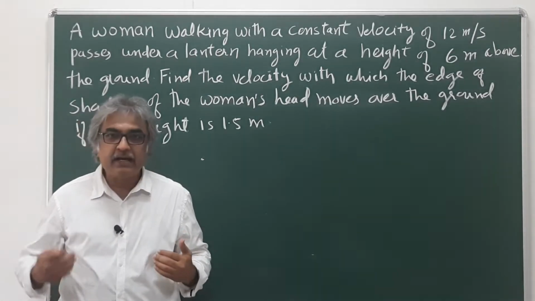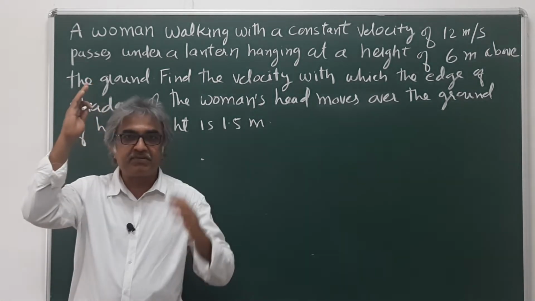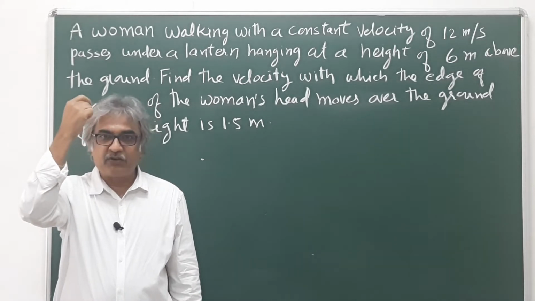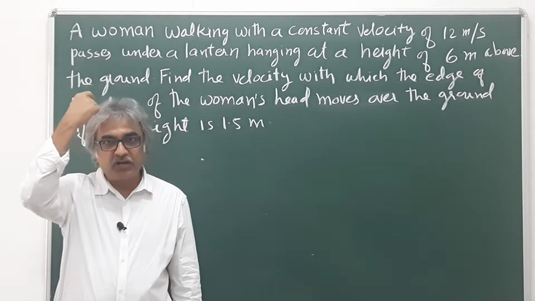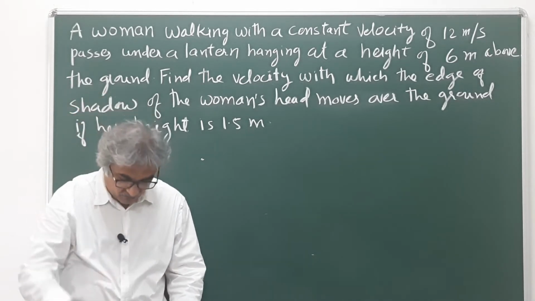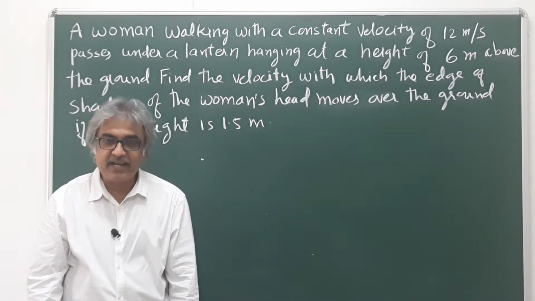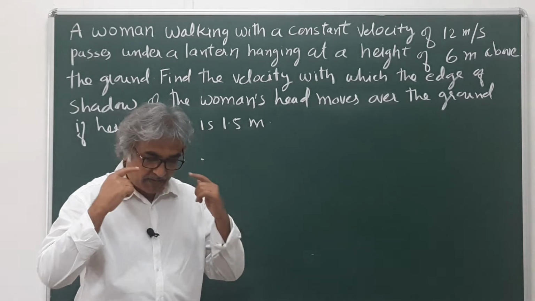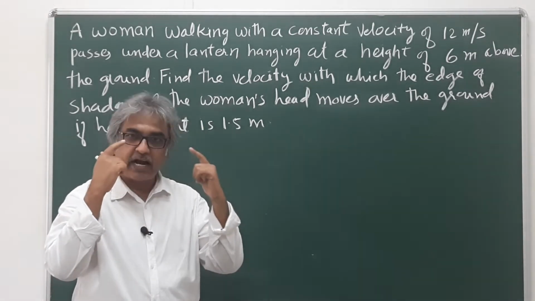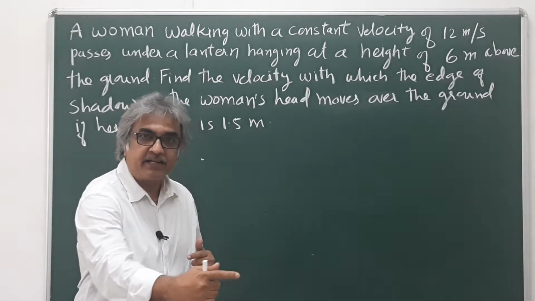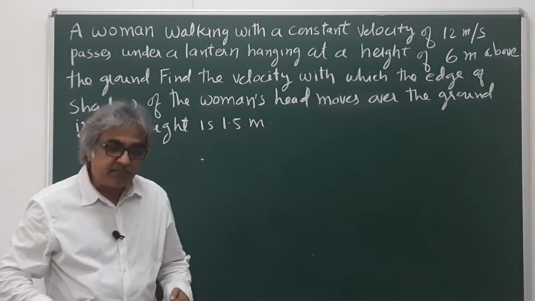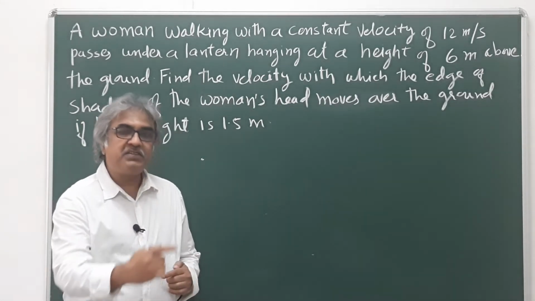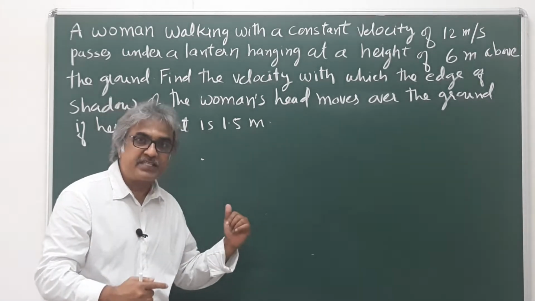Now think about it. If I am standing here and there is a lantern or a lamp right above my head, then the shadow of my head would be right under my feet, right? But if I start walking away from the lantern, I will see the shadow of my head moving ahead. So it won't be under me, but it will be moving ahead. And with what velocity the shadow is moving, that's what is asked.